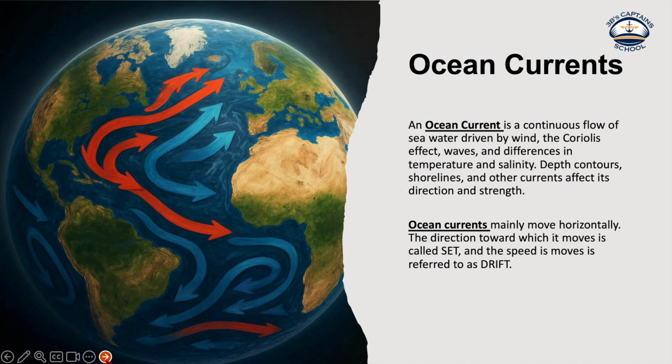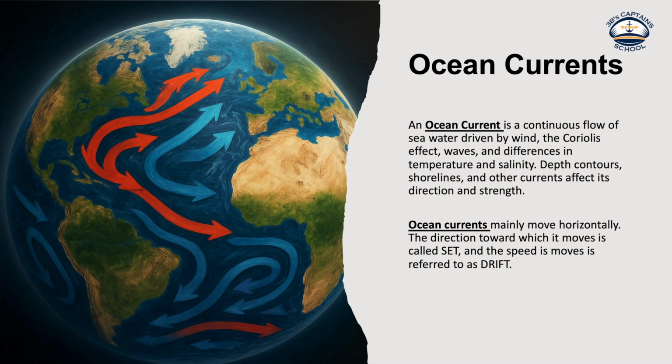Ocean current. An ocean current is a continuous flow of seawater driven by wind, the Coriolis effect, waves, and differences in temperature and salinity. Depth contours, shorelines, and other currents affect the direction and strength. So we have these ocean currents running for a couple of different causes, which we'll go over a little more later. Depending on where you're at in the ocean, the depth contours, how close or far away you are from shorelines, the shape of the shorelines, and other currents, like tidal currents, are going to affect the direction and strength of these ocean currents.